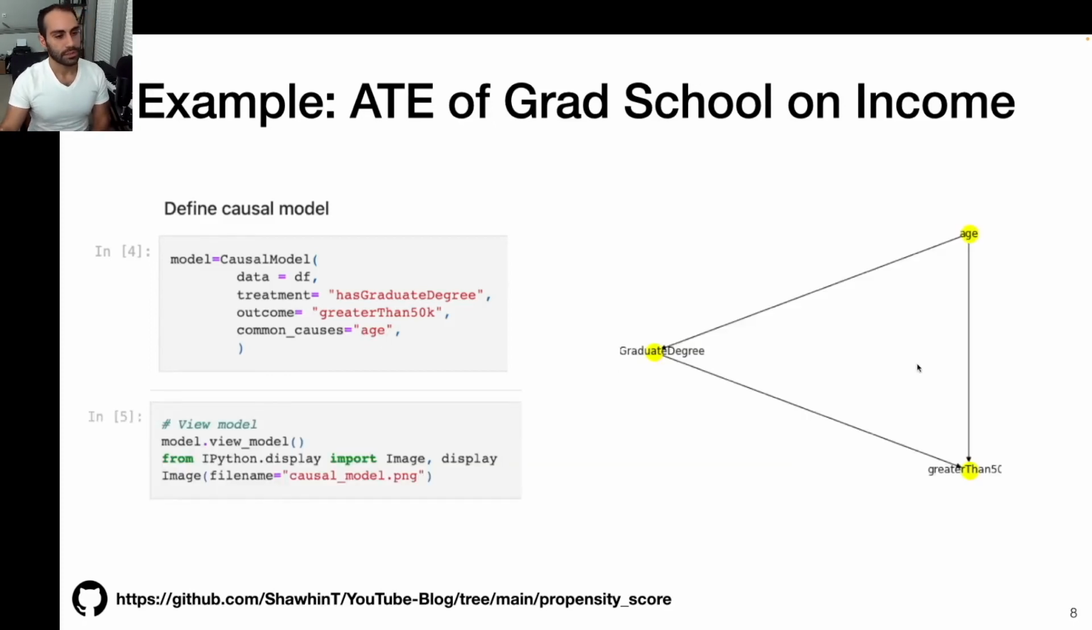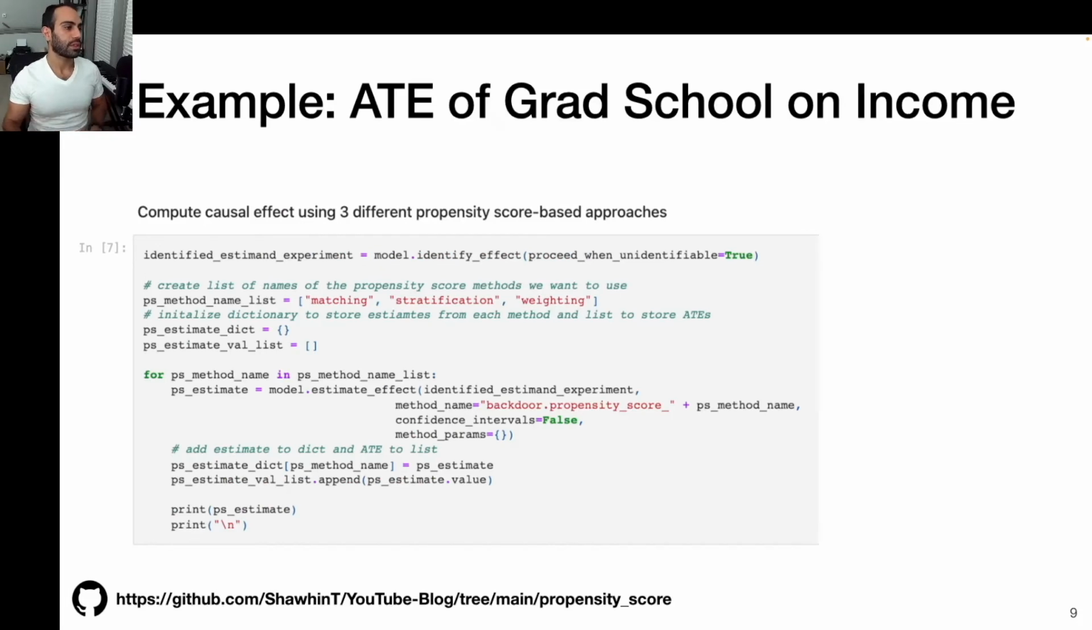And so what this causal model looks like is this. This is identical to what we saw in the causal inference video. And then we can compute the causal effects using these 3 different propensity score based methods. So here we're just creating the estimand, which isn't so important here, but we will see why this is very important in future videos of this series. And then I create a list of the names of each of the propensity score based methods. So we have matching, stratification, and weighting.